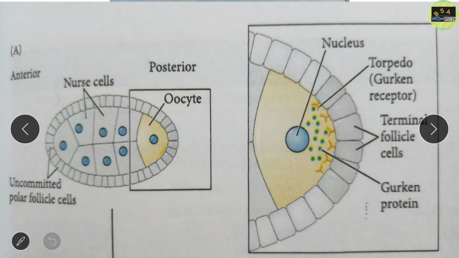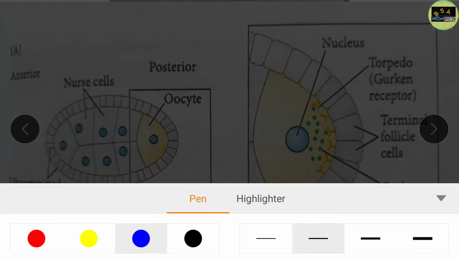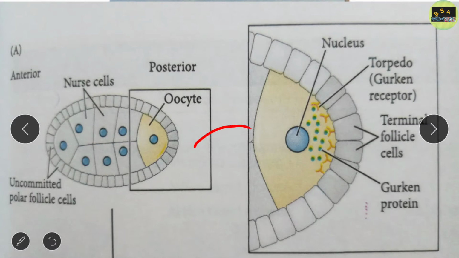Another thing is that the follicular epithelium surrounding the oocyte is initially uniform with respect to its fate, but its uniformity is broken by two signals. Remember, two signals, and remember these two signals are organized by the oocyte nucleus. Now if you zoom this figure, this is the zoomed part of the figure. This is the nucleus portion, as you can see labeled. So from this nucleus two signals are generated.